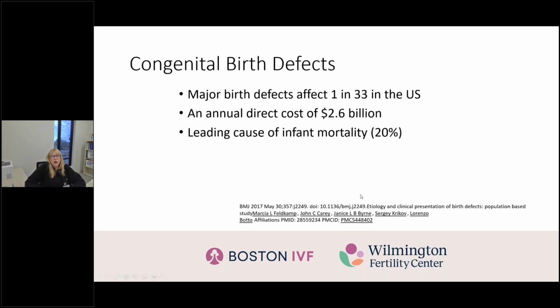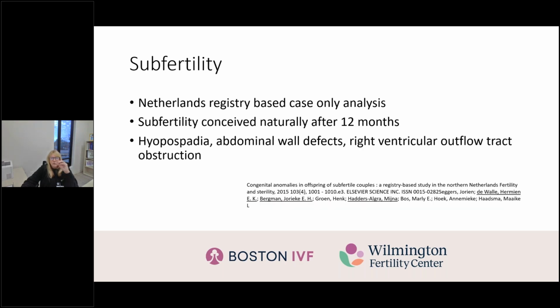So moving on to birth defects, affecting about 1 in 33 in the U.S., with a high cost and the leading cause of infant mortality. Looking at birth defects, we know that birth defects are increased in patients with infertility. This was a Netherlands-based case analysis, and what they found was that subfertility was associated with increased risk of birth defects. If it took more than 12 months to conceive naturally, there was an increased chance of hypospadias, abdominal wall defects, and right ventricular outflow obstruction.